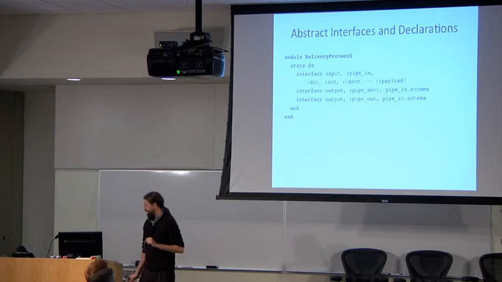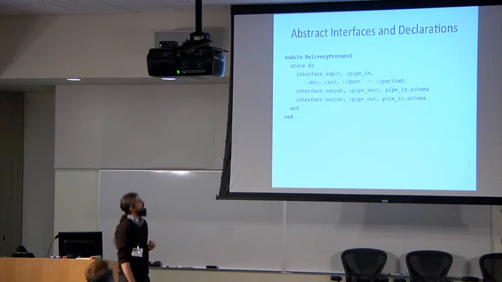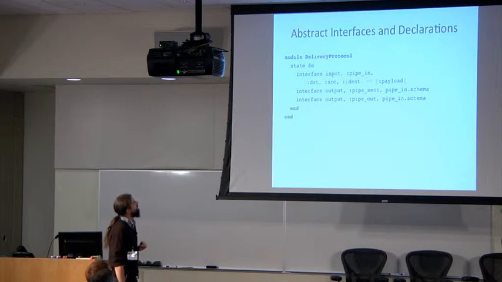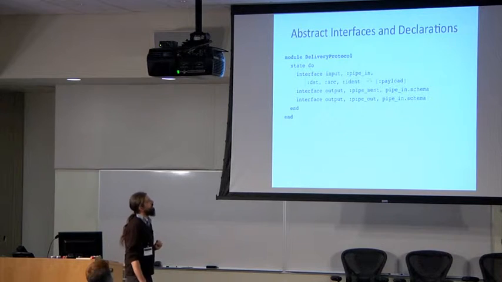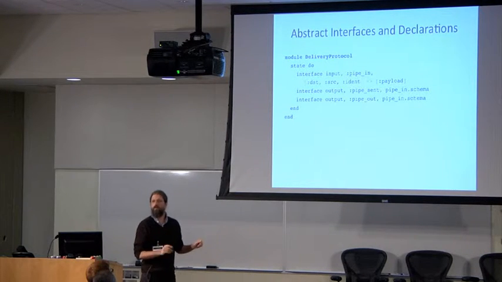So here is a delivery protocol in Bloom. This is an abstract interface. And so it really just looks like a schema declaration, okay? It is a delivery protocol, and what is a delivery protocol? Well, a delivery protocol is a thing that you can put data into, and the data gets shipped somewhere, and then maybe, hopefully, you have some way of knowing whether the shipping was successful.